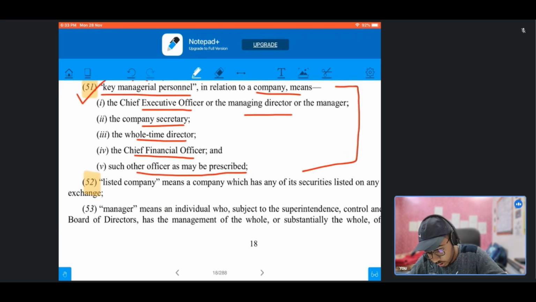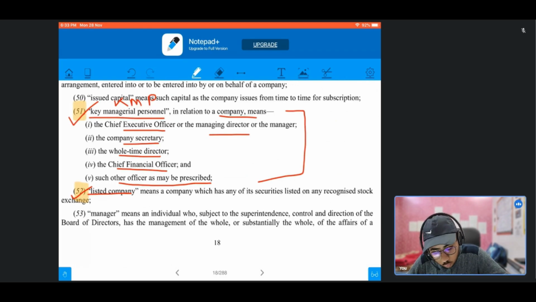Now our next subsection is subsection 52, which is of listed company. Listed company means a company which has any of its securities, it may be shares or debentures or any other security, listed on any recognized stock exchange. So if a company has got its securities listed on any recognized stock exchange, then it will be called a listed company. But the rules have prescribed that if a public company has not listed its equity shares but has listed its non-convertible debentures, or non-convertible redeemable preference shares, but the public company has not listed the equity shares, then it will not be called a listed company.